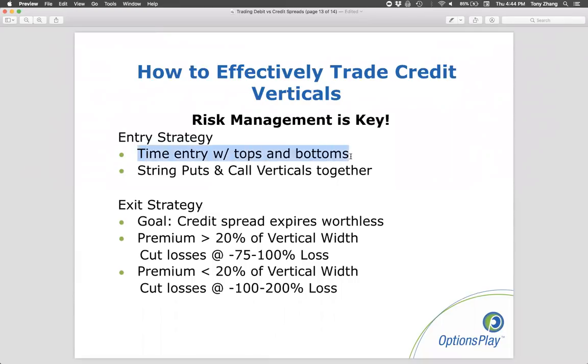So when you've identified a stock is oversold or overbought with any of the indicators that you guys have put into the chat window, once it's overbought, time to sell a call credit spread. Once it's oversold, time to sell a put credit spread. And you can string the put and call verticals together, meaning you don't have to wait for a call credit spread to expire before you enter that put credit spread.